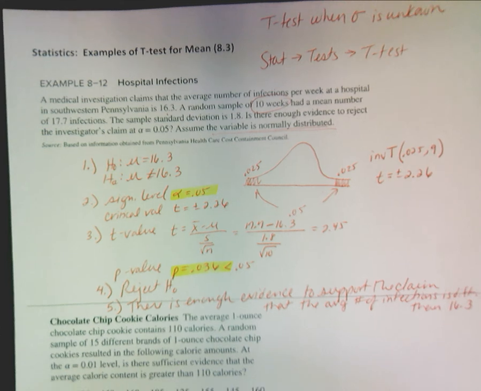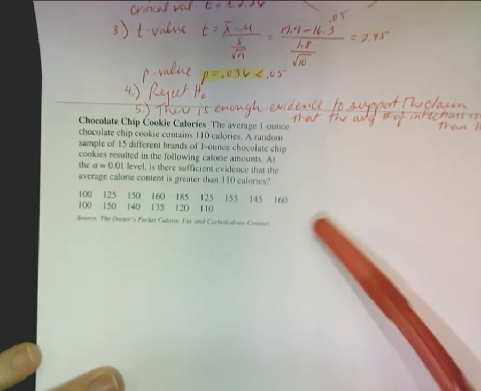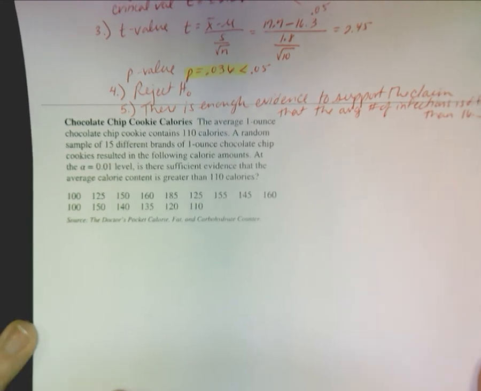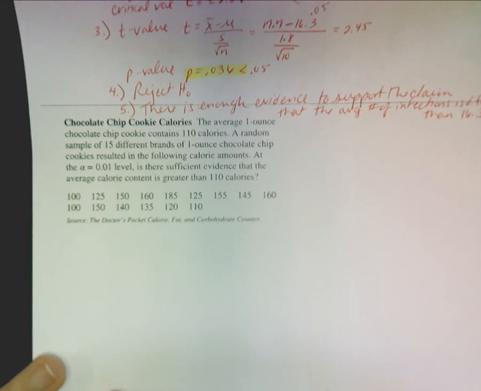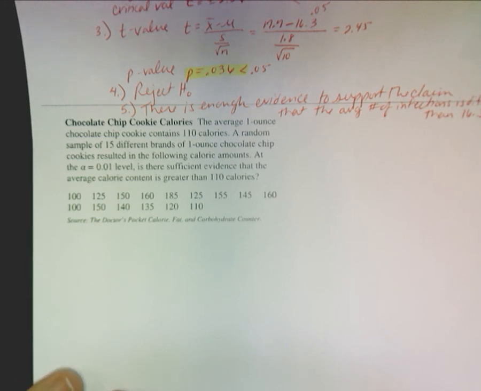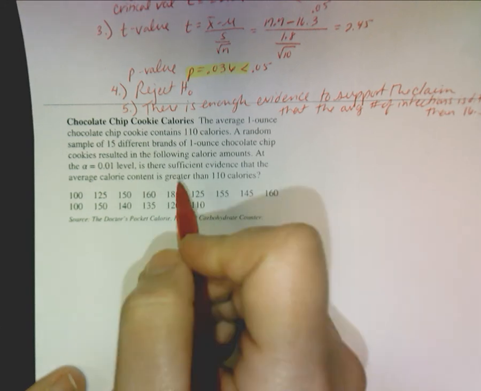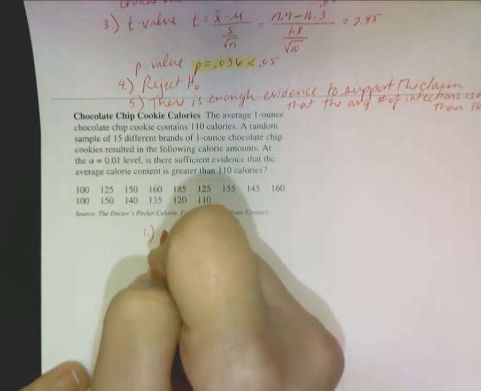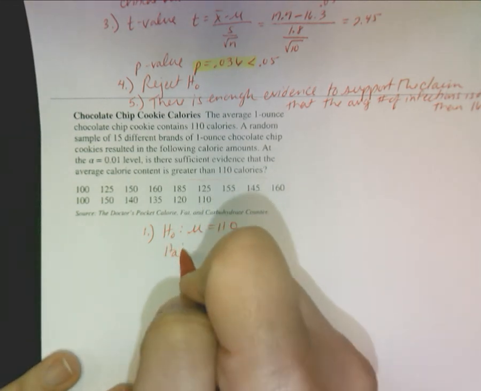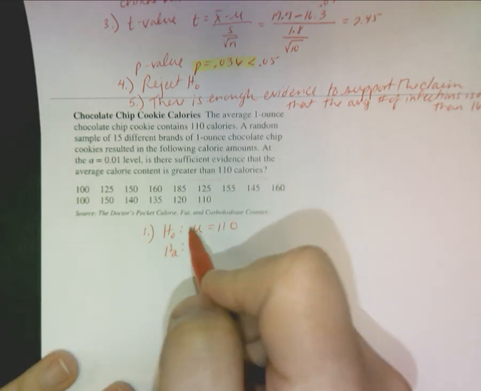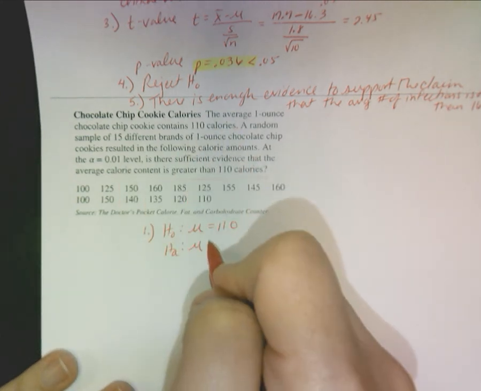Okay. All right, one more. Chocolate chip cookies. I've already pre-put this into my calculator, by the way. The average 1 ounce chocolate chip cookie contains 110 calories. A random sample of 15 different brands of 1 ounce chocolate chip cookies resulted in the following calorie amounts. At the 0.01 level, is there sufficient evidence that the average calorie content is greater than that? All right, so number 1, H0, we think the average calorie is going to be 110. I'm sorry, we don't think that. We think that is what the claim is, but we're saying that it's actually going to be greater than 110.